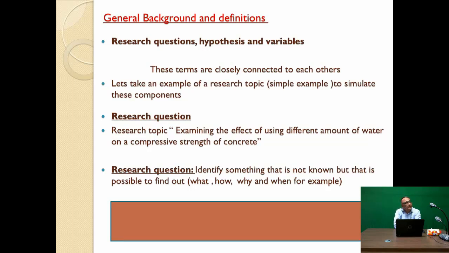As researchers, we have to differentiate between research question, research hypothesis, and research variables. These terms are closely connected to each other. Let us take an example of a research topic, and as I said, I use simple examples, and the concept can be considered for complex examples to simulate these components. So let's start with the research question.